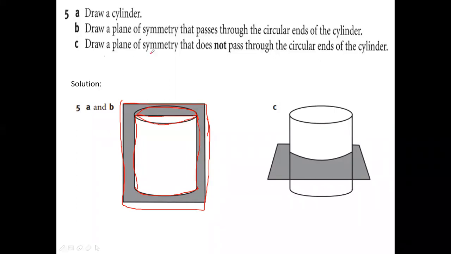Next, draw a plane of symmetry that does not pass through the cylinder ends. So it should not pass through this part and this part. So it should not touch. So where you drew vertically, you cannot draw. In that case, you have to draw only horizontally. Horizontally, if you draw, it is not going to touch the ends of the cylinder. Here he wants to touch the ends of the cylinder. Here he doesn't want to touch the ends of the cylinder. Okay, clear? This is about plane symmetry in 3D or three-dimensional shapes. Okay, clear?